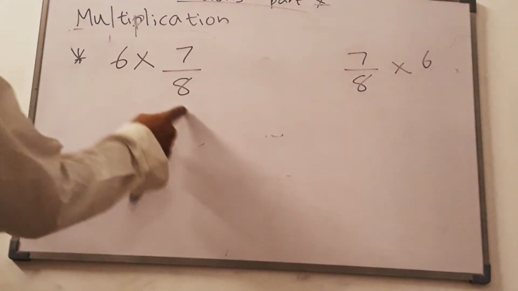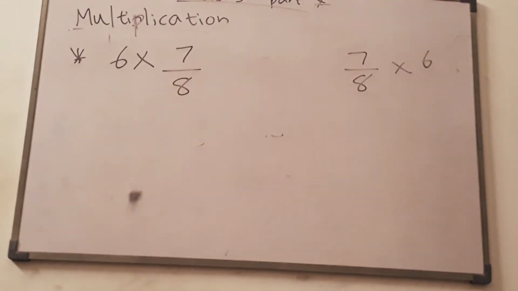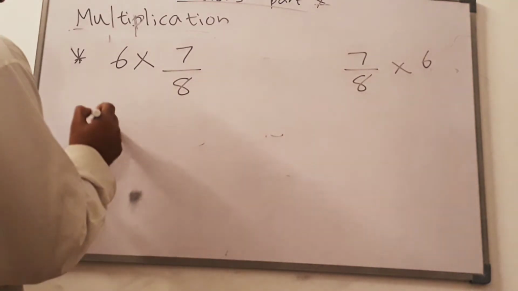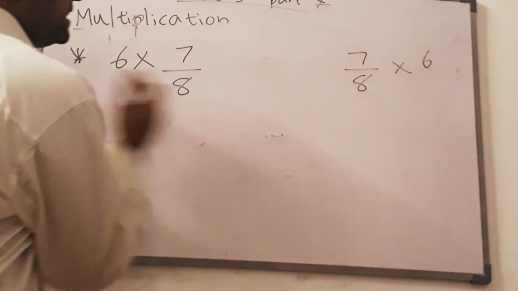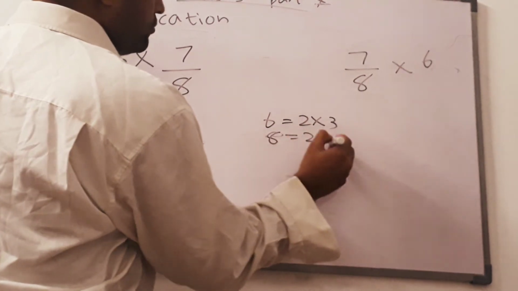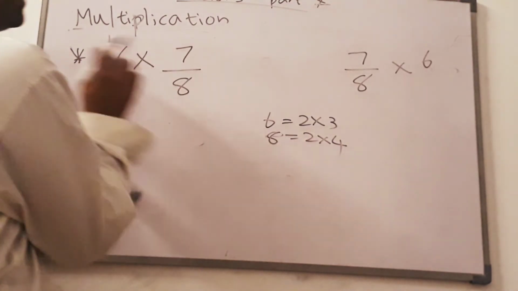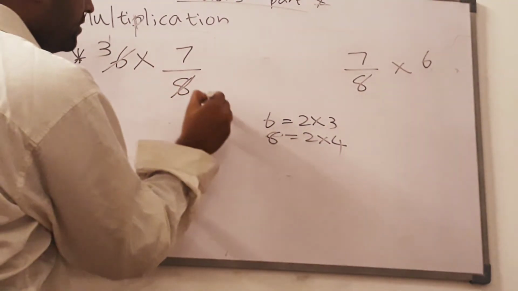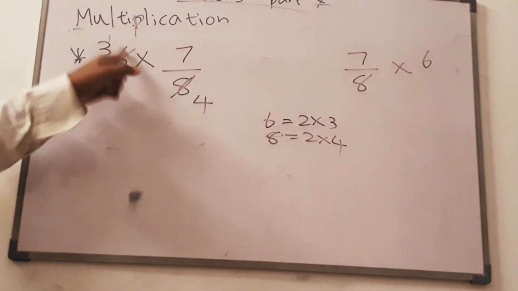Okay, 6 and 8 cannot be simplified, but there is a common factor. So a slight simplification can be done, and that is by 2. 6 is divisible by 2 and 8 is also divisible by 2. Okay, so we can simplify 6 and 8 with 2s: 3 twos and 4 twos. There are 4 such 2s in 8, there are 3 such 2s in 6.